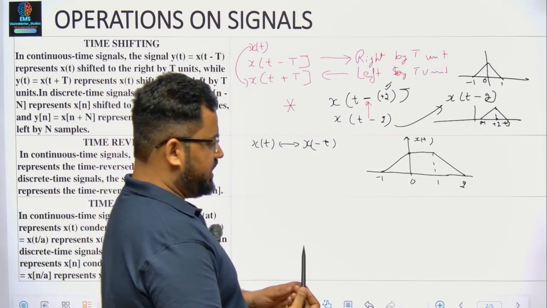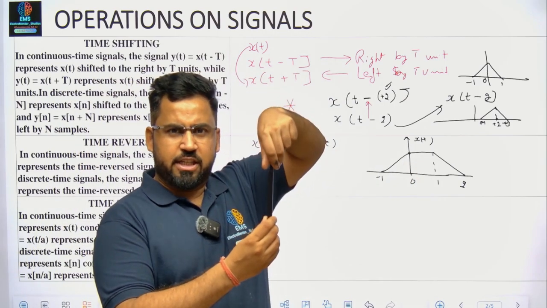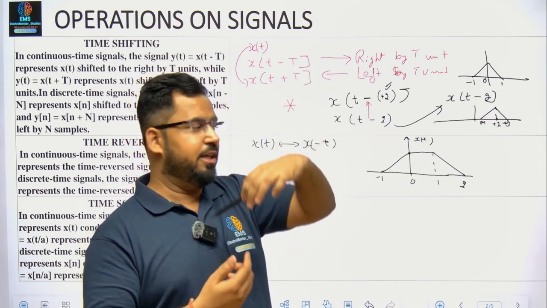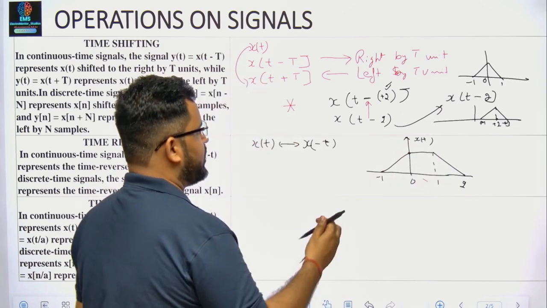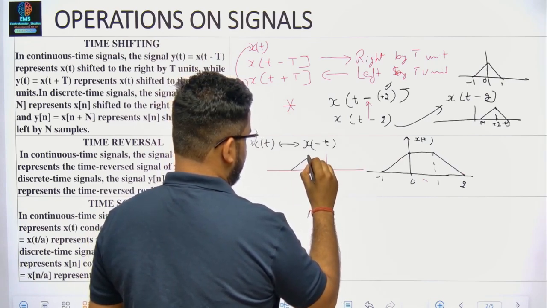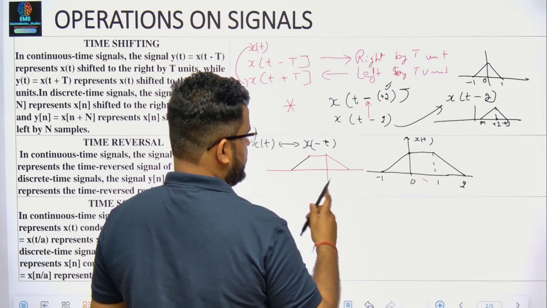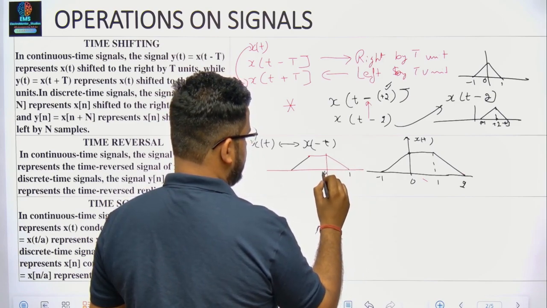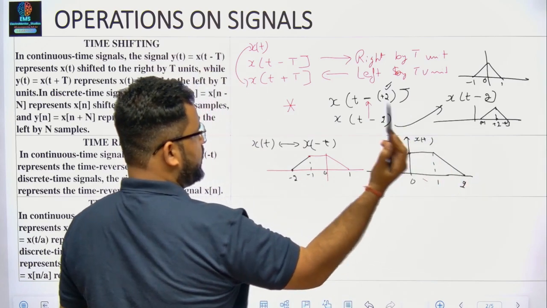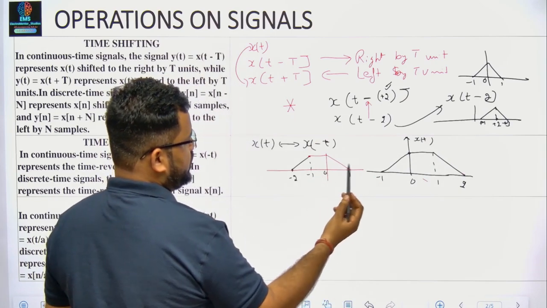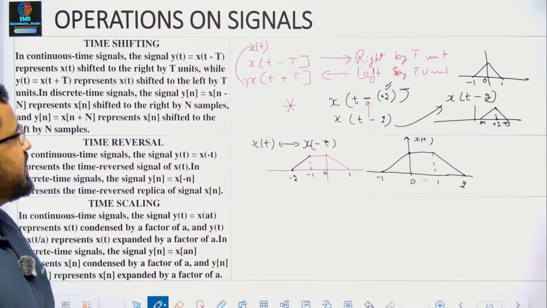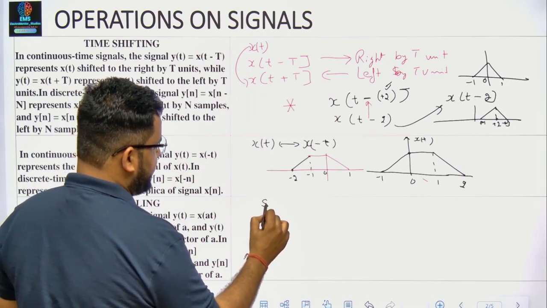Now, what does reversal say? Reversal says hold your axis and just rotate it on it. So this point will go something like this, and values will remain as they are: 0, this will be minus 1, this will be minus 2. So what was at 2 has gone to minus 2, what was at 1 has gone to minus 1, 0 remains as it is, and what was at minus 1 goes to plus 1. So this is reversal.